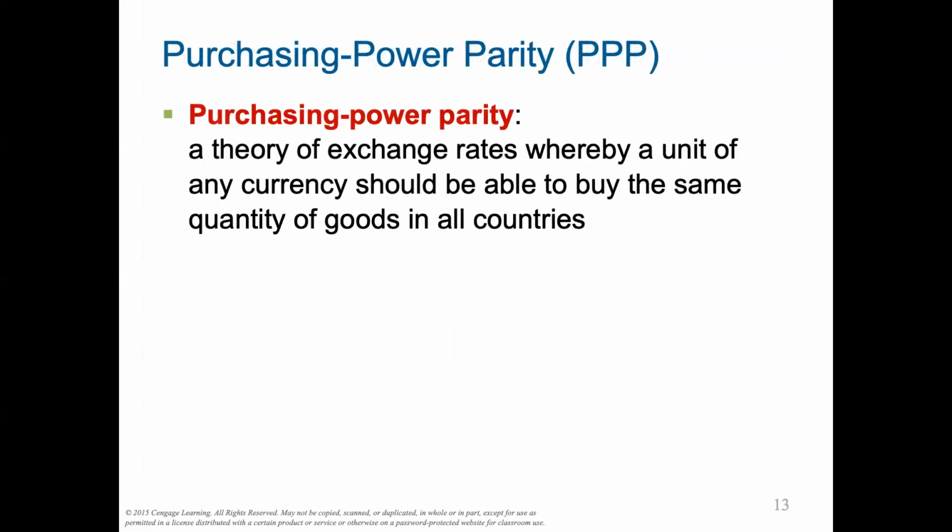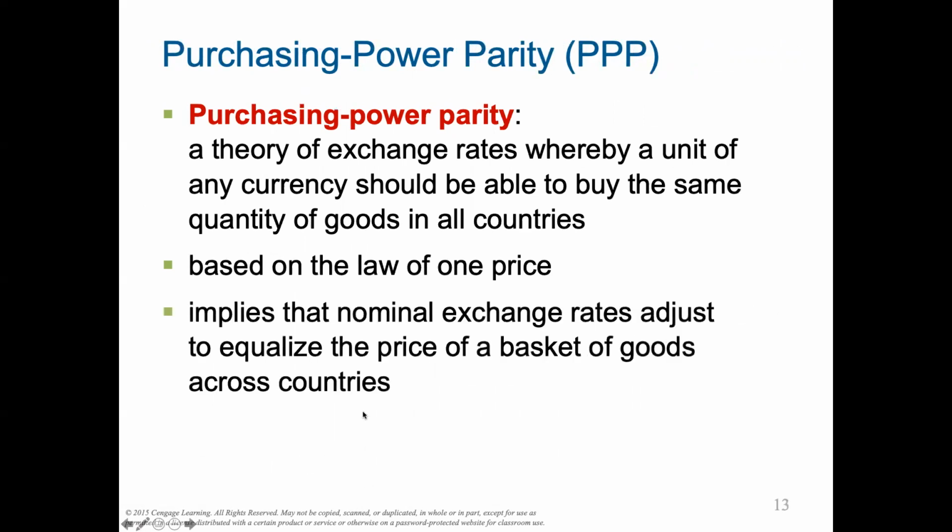Purchasing power parity is a theory on exchange rates where a unit of any currency should be able to buy the same quantity of goods in all the countries. It's based on the notion that there's a law of one price. And it implies that exchange rates are adjusted to equalize the price of the basket of goods across countries. And why does this price parity matter?